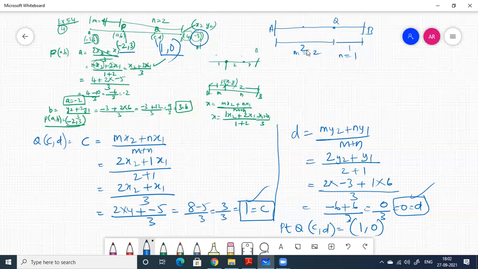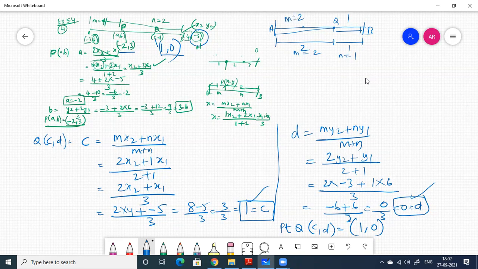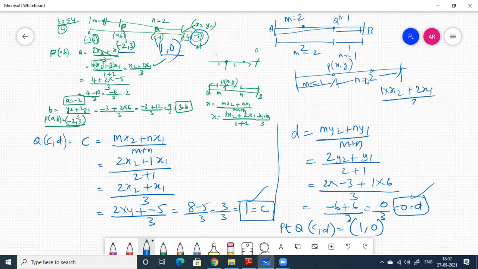Y2 comes on this side, M is equal to 2, because this part is 2/3 the length. That part is 1/3 the length. So this is 2 and that is 1. The ratio is 2:1. So M is equal to 2, N is equal to 1. If you are finding for the other point, for point P, then M is equal to 1 and N is equal to 2, because this length is 2, this length is 1. For P, X comma Y, you'll have to use 1 into x2 plus 2 into x1 by 3. That's how you are getting X.